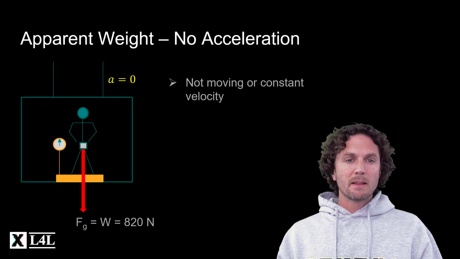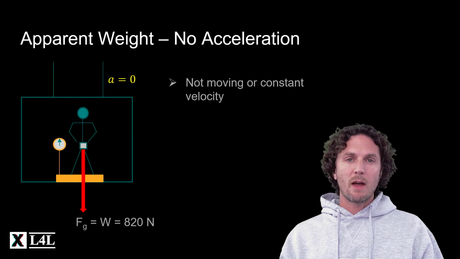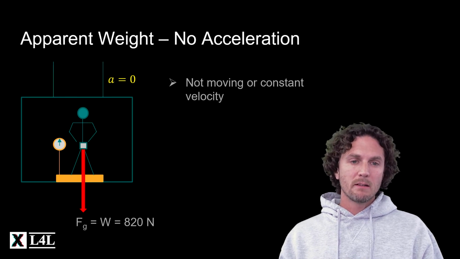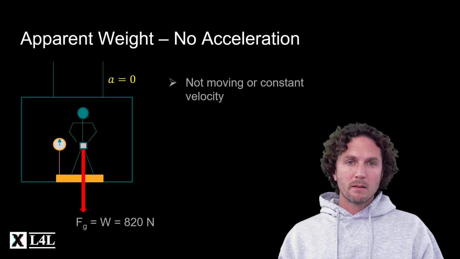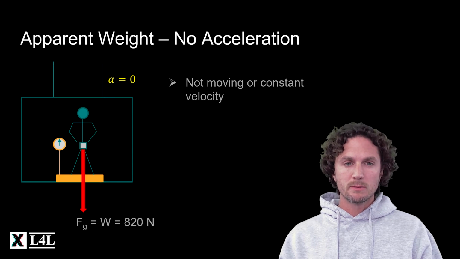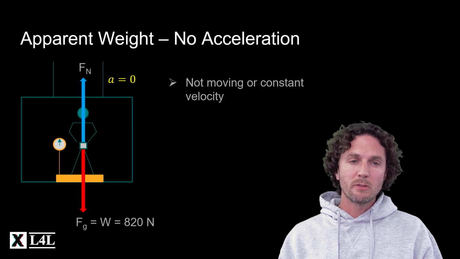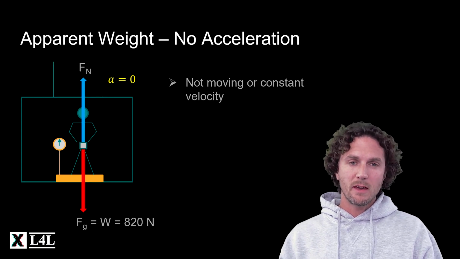So let's look at the forces. From a free body diagram standpoint, we have the force of gravity that is acting straight down, and the force of gravity is equal to the weight. In this case, the weight is 820 newtons. Additionally, we have the normal force. This is the scale pushing back on the feet of the person that's standing on the scale.